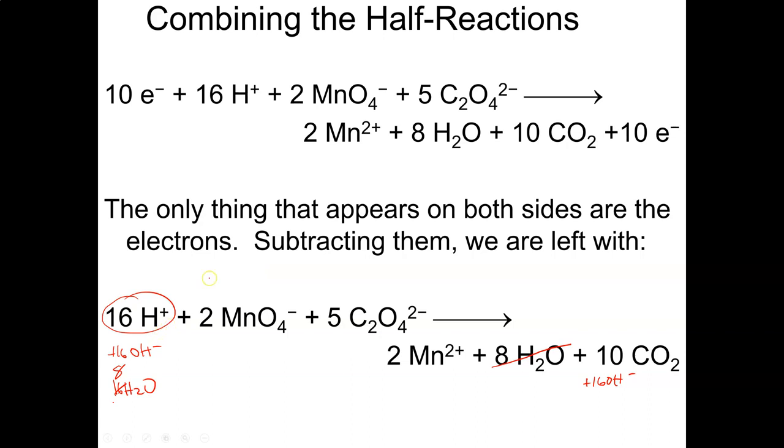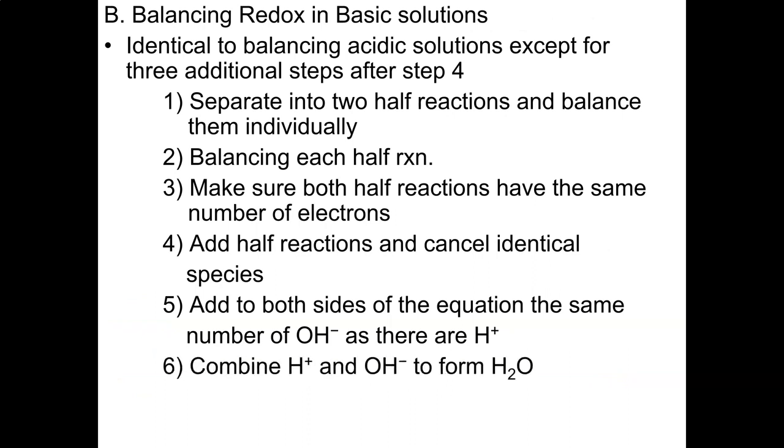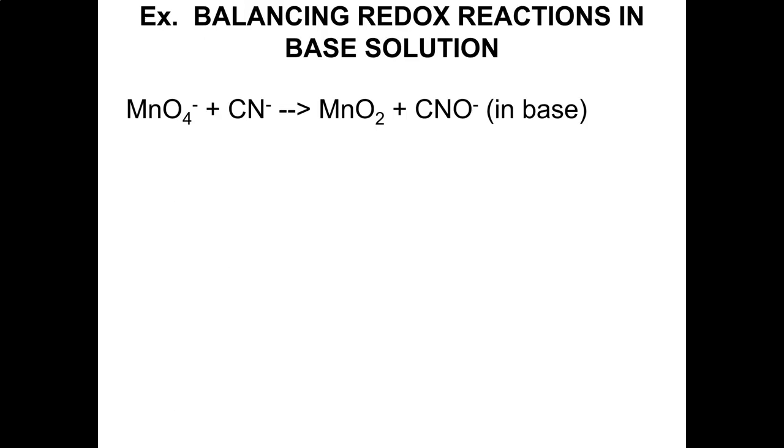So if they say basic solution, it's the same system, and at the end you look at your H's. Oh, I have 16. Okay, add 16 OHs to both sides, cool. Change this to H2O, cancel H2O on opposite sides. We're done. That is what it looks like for basic solution. It sounds kind of scary, but that's all you're really doing. That's why the system works better. So that's how you would balance it.